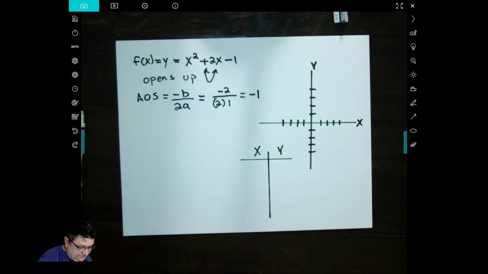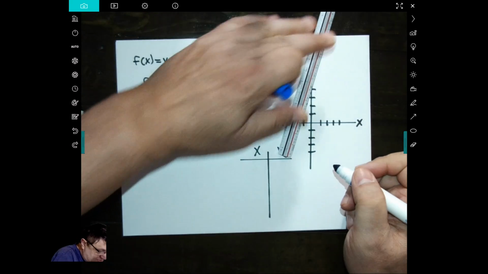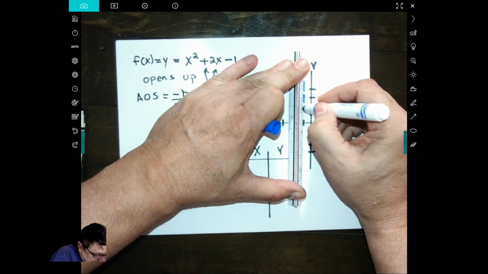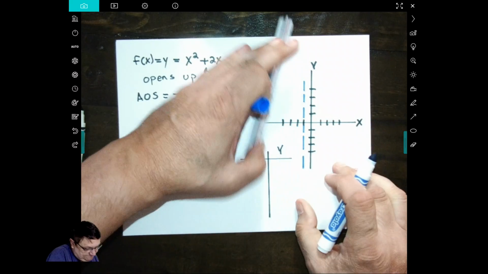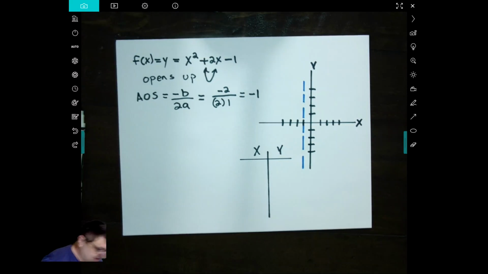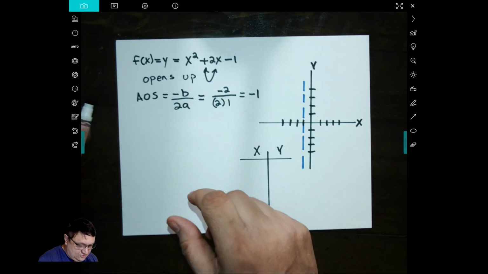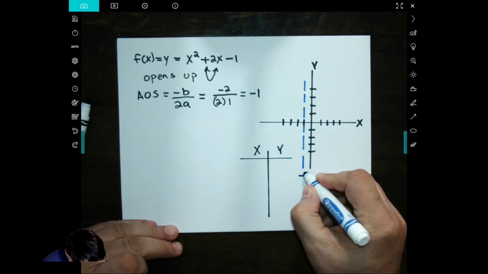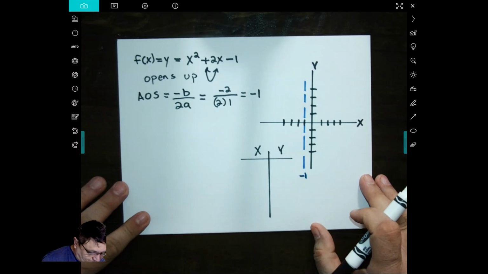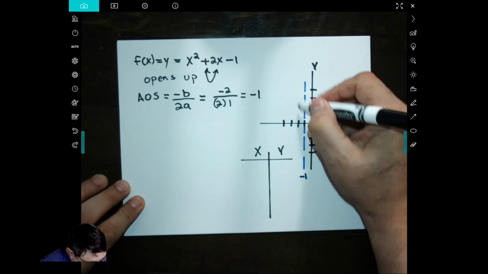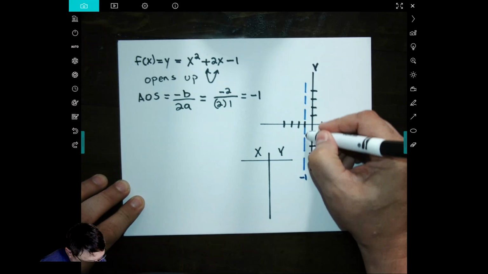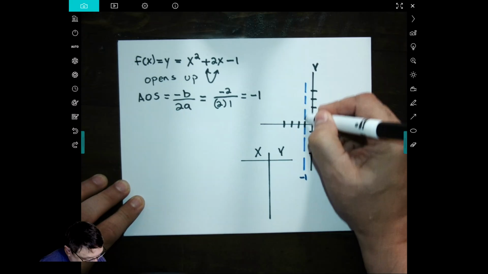Now I'm going to come over here, since I know it's at negative 1, I'm just going to draw a little dashed line in here so I know where it's at on my graph. Okay, there it is. And I'm going to label it negative 1 here. Now, I know my parabola's axis of symmetry is at negative 1. It opens up, but I need to locate the vertical position of my vertex.